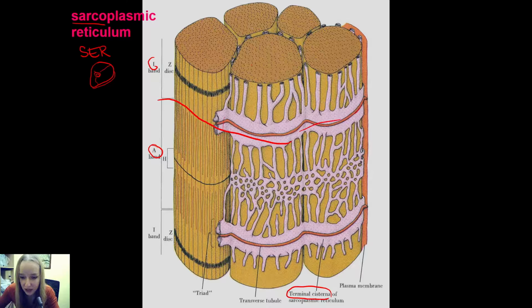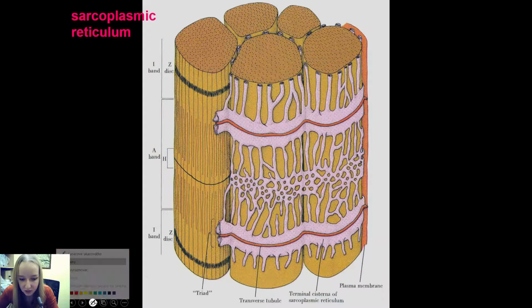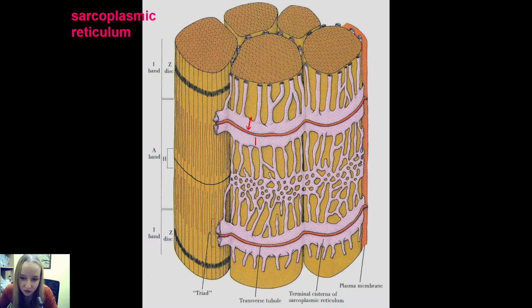Yeah. And we can see there is some orange structure in the middle. So we have one terminal cisterna on one side, and the second one on the other side of this orange structure, which is not normally orange, but it's orange for the purpose of this picture. This structure right here is called the transverse tubule, or T tubule for short. Transverse tubule because it's crossing transversely.